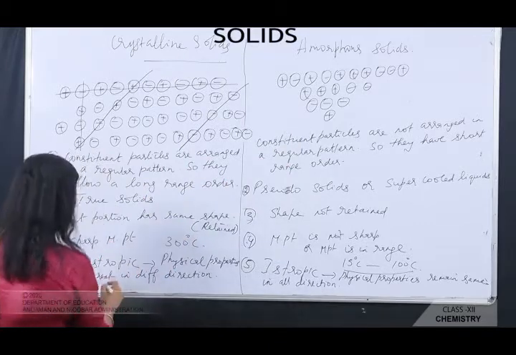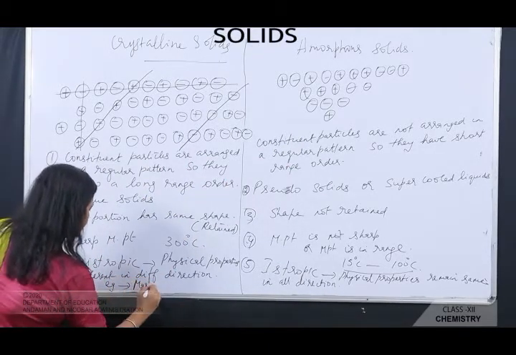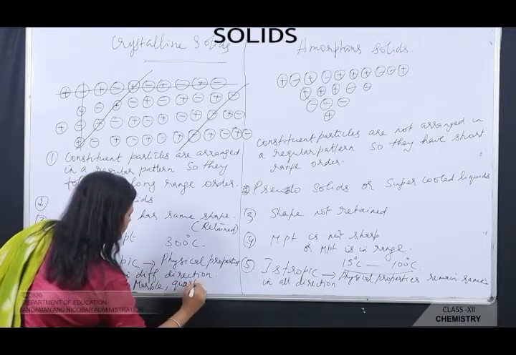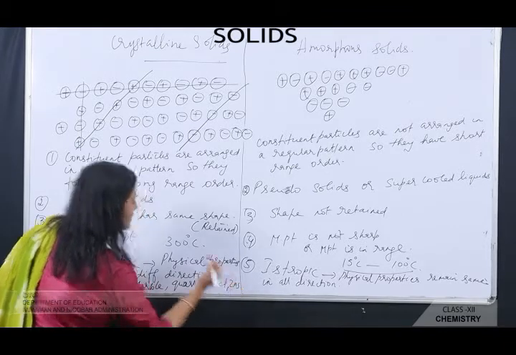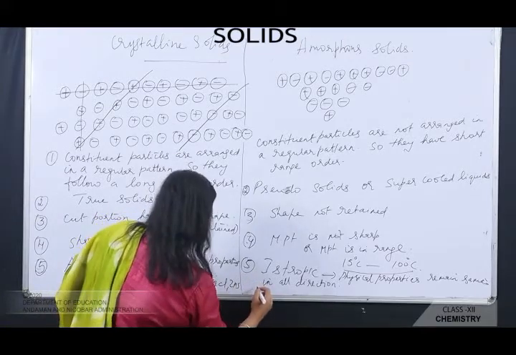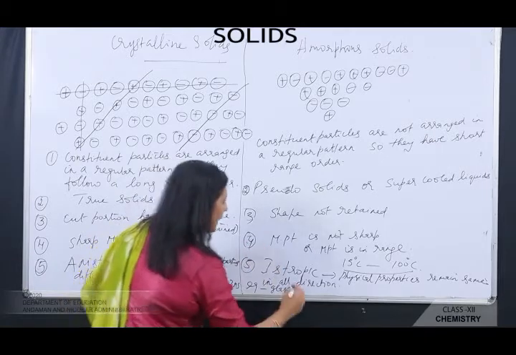Now, what examples can you give for crystalline solids? Marble is a crystalline solid. Then quartz is a crystalline solid. Then many examples we are going to study, sodium chloride, zinc sulfide. All these are what? Crystalline solids. And for amorphous, you can give examples such as glass. Then you have plastic.